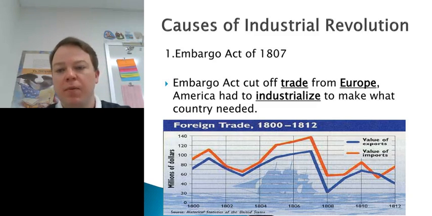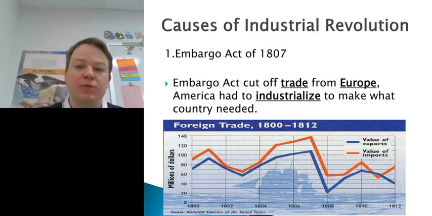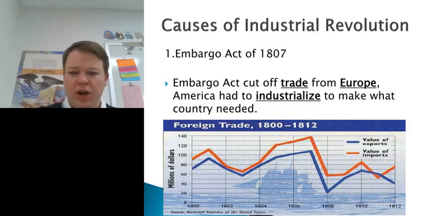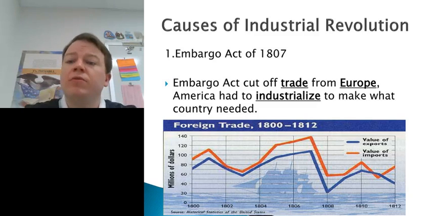We're having some problems with Britain and France stealing our trade ships, so President Jefferson, who was the president in 1807, decides we're going to cut off all trade for Europe. Negative effect is that the value of our imports is going to fall dramatically, meaning we're going to have some problems with trade. We're basically going to have no trade.